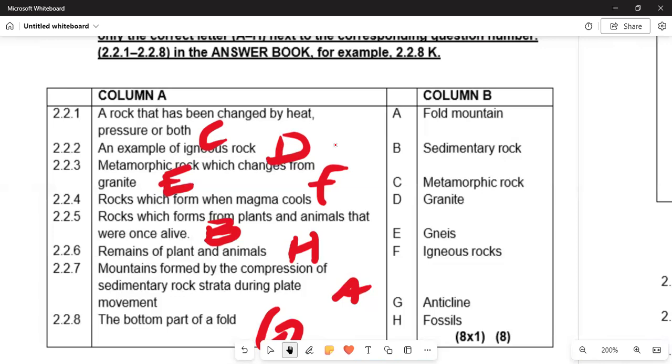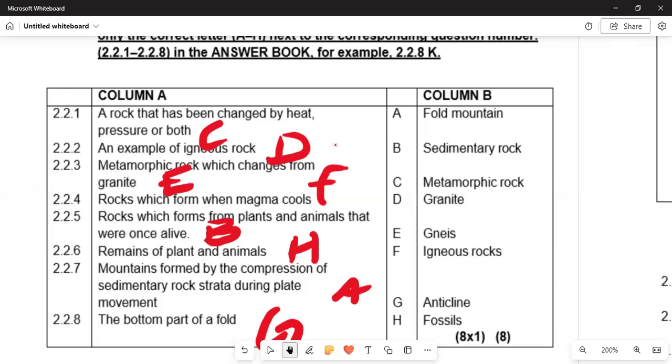Refer back to the content that we have taught in the lesson. There's no way that in this channel we can ask you a question and then not answer it. So please refer back to the content that has been given. And then in 2.2.6, we can see the remains of plants and animals, that is number H. These are the fossil fuels, and we are advised that we must ensure that we protect these fossil fuels because they take billions of years to reproduce.